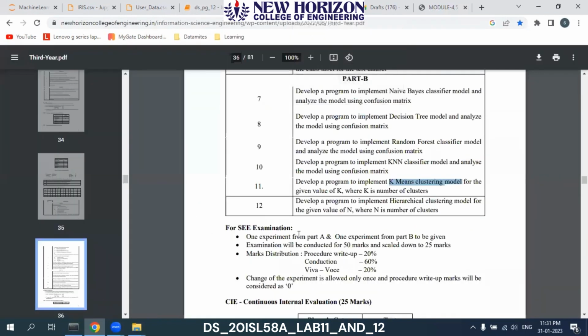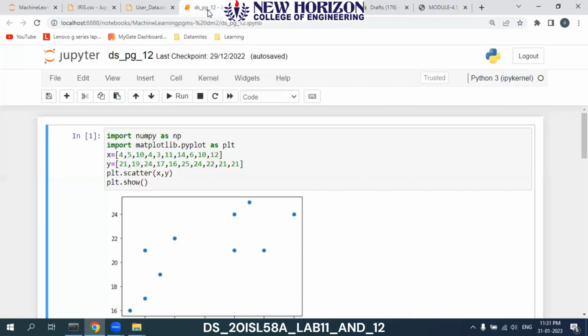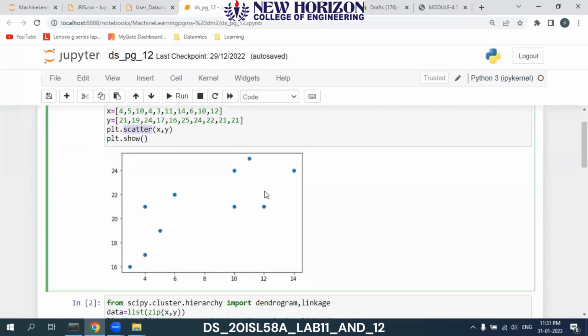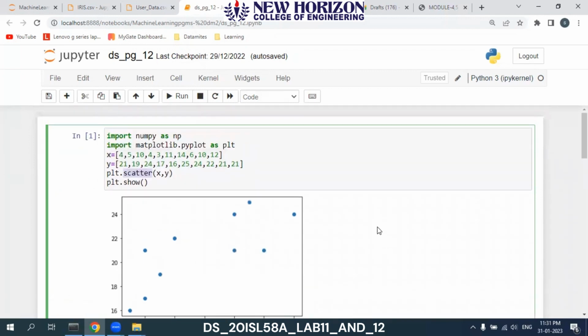Right. So the next one is: develop a program to implement a hierarchical clustering model for the given value of n, where n is the number of clusters. So this is our program here. This is also a clustering algorithm, and it is an unsupervised algorithm. Instead of taking any CSV file, we have taken x values and y values directly here, and we have plotted a scatter plot. This is how the values are spread.